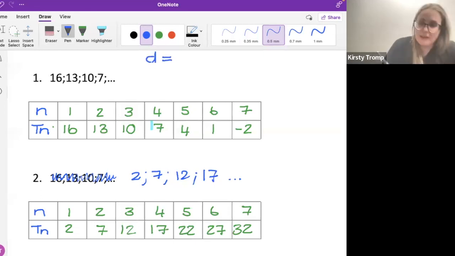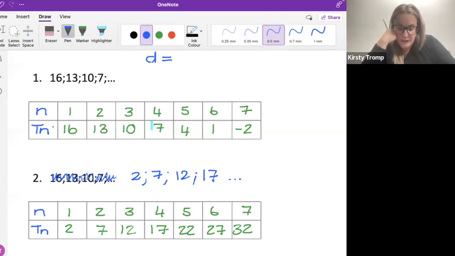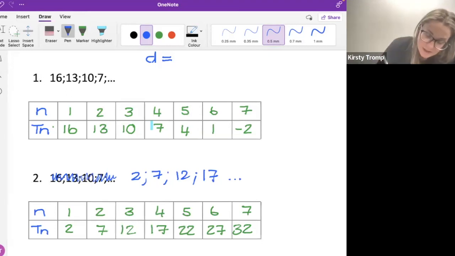D, the difference. So if I'm looking at number 1, what am I doing each time? What's the common difference? What can you tell me in the chat? So what am I doing each time to get the next number? First of all, am I adding or subtracting? And then what am I adding or subtracting by? Good, well done. The difference is minus 3. So each time to get the next number, the difference needs to be minus 3.